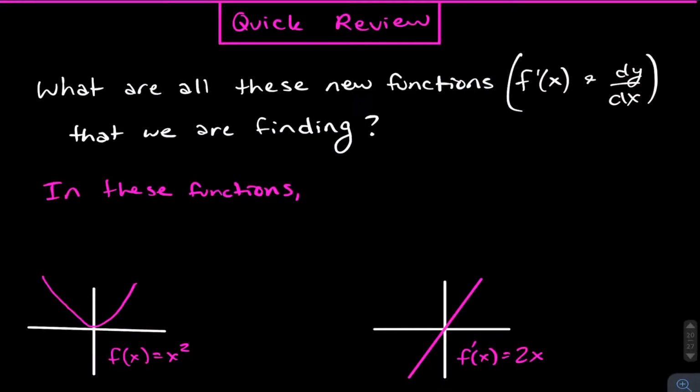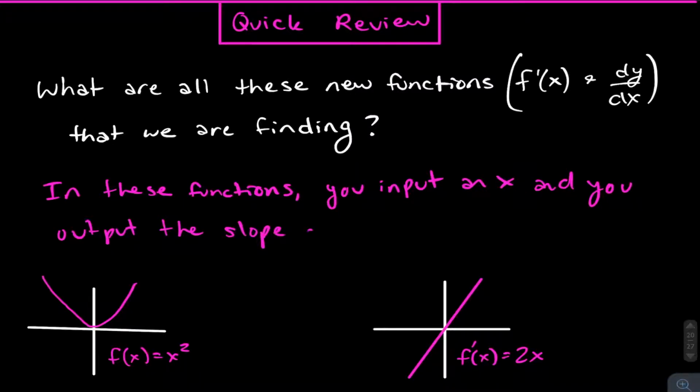Okay, so assuming that you've tried, in these functions you input an x. And what are you outputting? Your output is the slope of the original curve at that x value. I think that's the most crucial thing. It's at that x value.